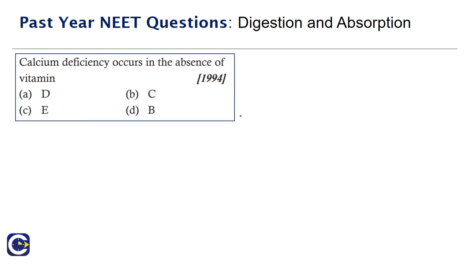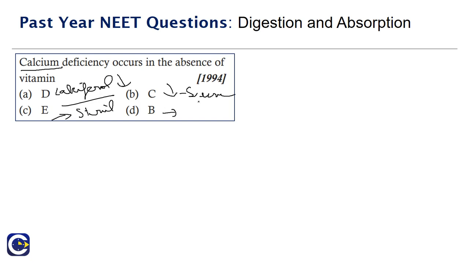Okay. Calcium deficiency occurs in the absence of which vitamin? So we know vitamin D itself is called calciferol. So if it's not present, calcium absorption is reduced. Vitamin E, when it is deficient, causes sterility. Vitamin C, when it is reduced, causes scurvy. Vitamin B complex deficiency causes a variety of diseases, beriberi, etc.